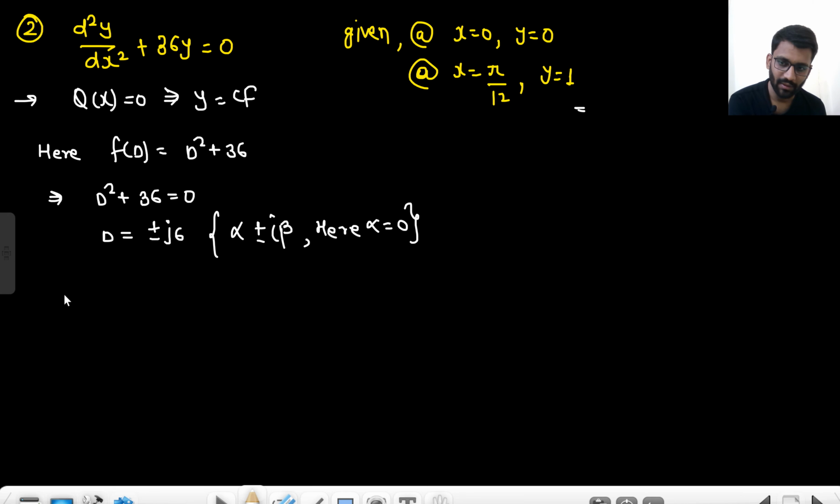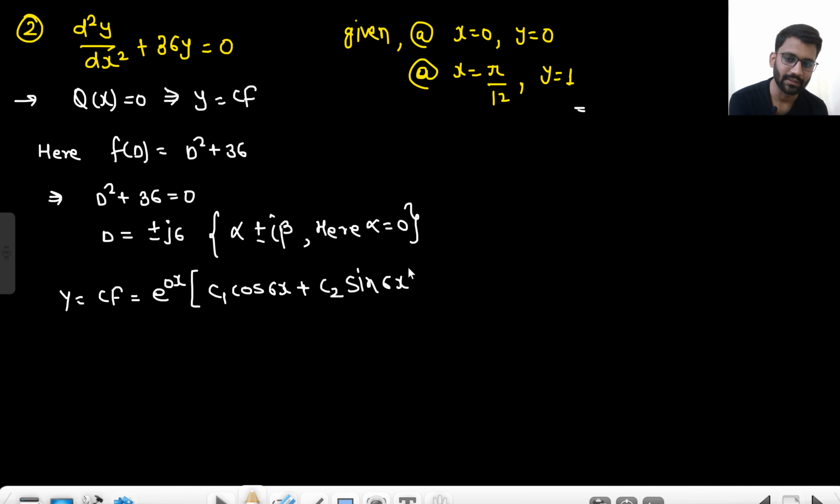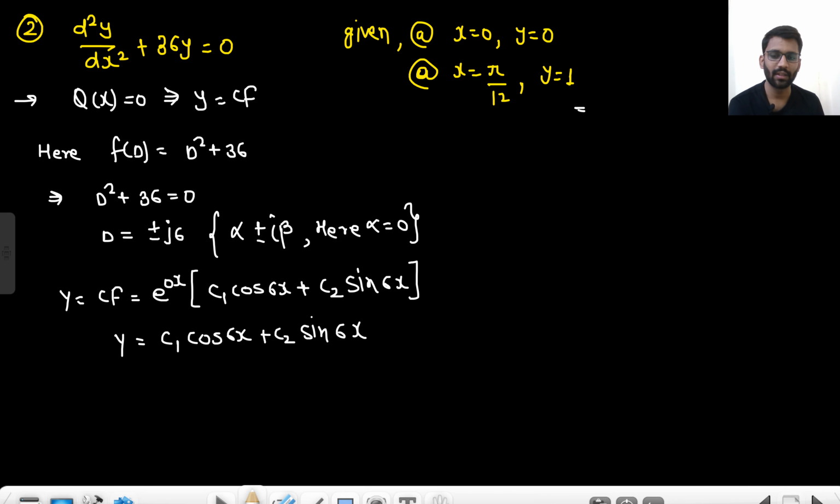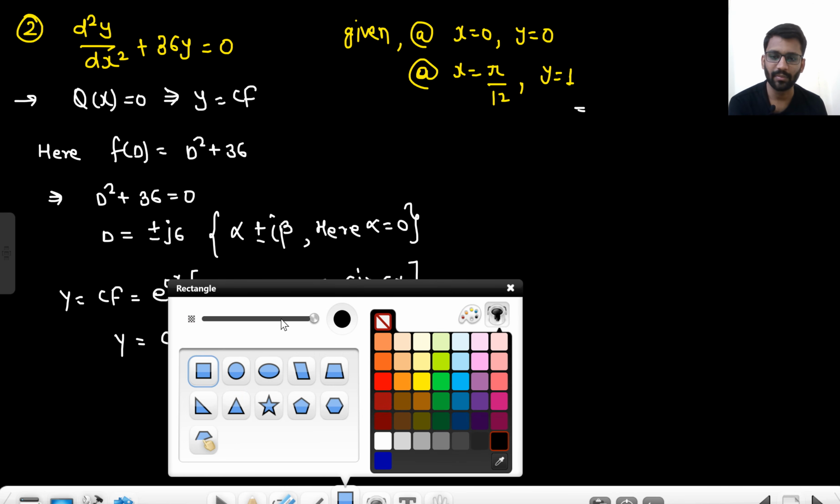So your y is equal to the complementary function, that will be e to the power 0x (c1 cos beta x plus c2 sin beta x). Beta value is 6, so I should write c1 cos 6x plus c2 sin 6x. Okay, so this is our equation: y equals c1 cos 6x plus c2 sin 6x. Now this is the equation, but this is not the final answer, right? Why is it not final?